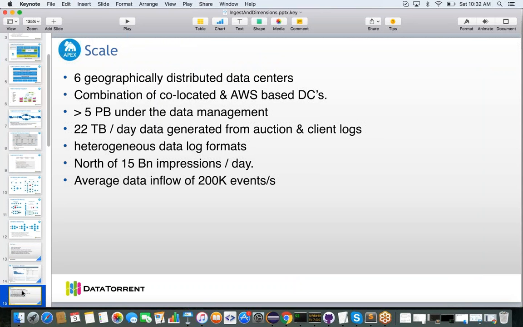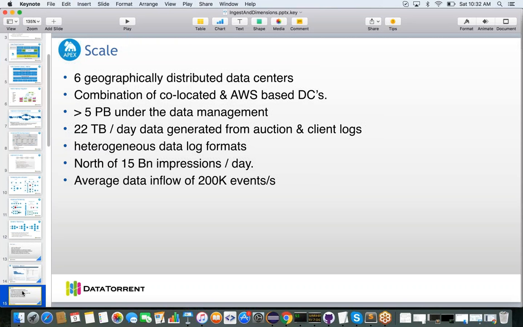Let's take a look at the scale that they had. They had 6 geographically distributed data centers. They were both on-prem and off-prem. So 3 of them were co-located within their own data centers, and the other 3 were in Amazon. This is an ad tech company, so they serve ads across the world. That's why they need more geographically located data centers closer to where their customers are.